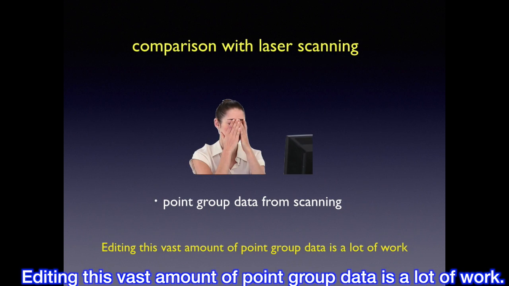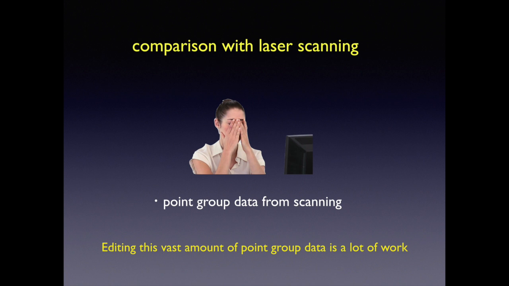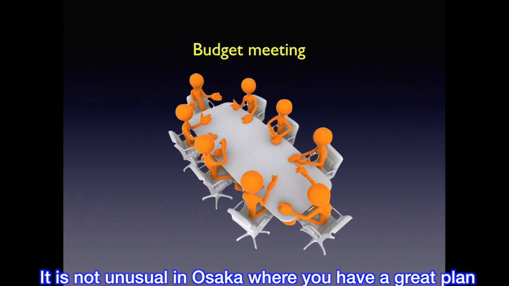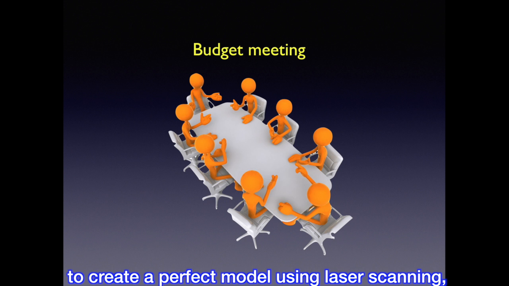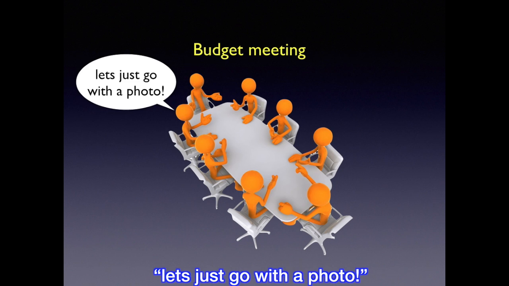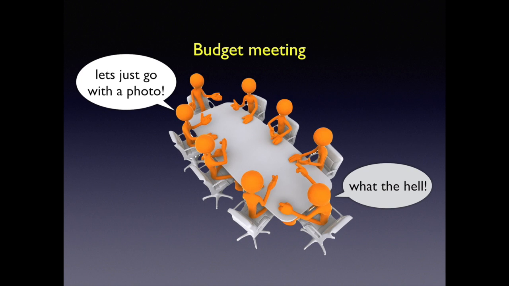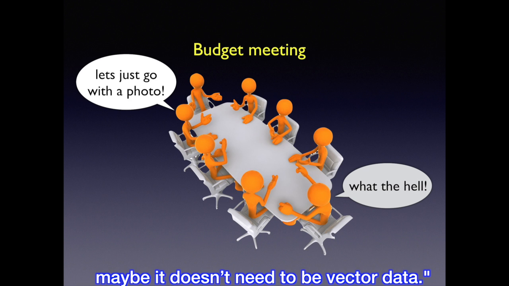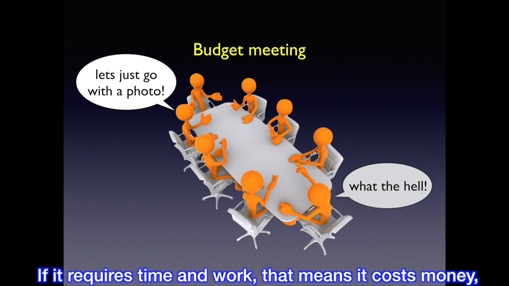Editing this vast amount of point group data is a lot of work, and of course takes time. It is not unusual in Osaka, where you have a great plan to create a perfect model using laser scanning, and someone says, let's just go with a photo. They mean to say, if processing the point group data requires so much time, maybe it doesn't need to be vector data. If it requires time and work, that means it costs money, so no wonder.